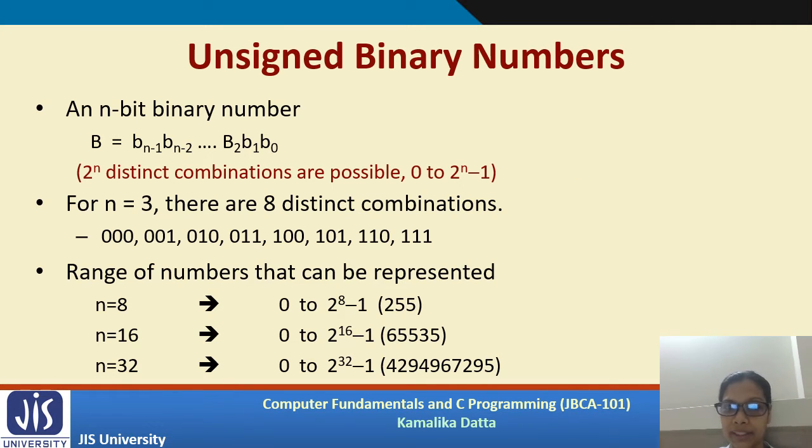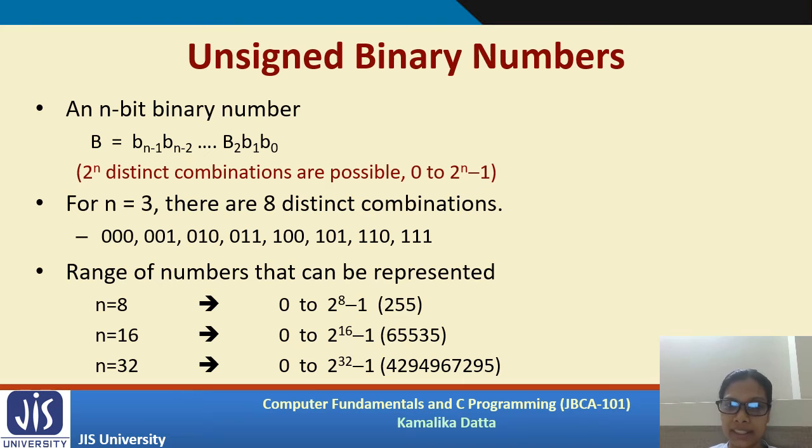So, unsigned binary number. By unsigned binary number, we say that there are only unsigned numbers. So there is no possibility of signed numbers. No negative number is possible. Only unsigned numbers are possible. How do we represent it?